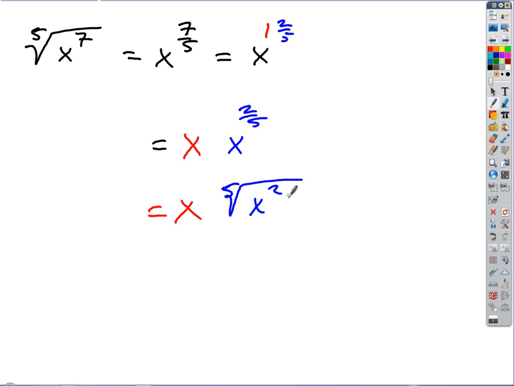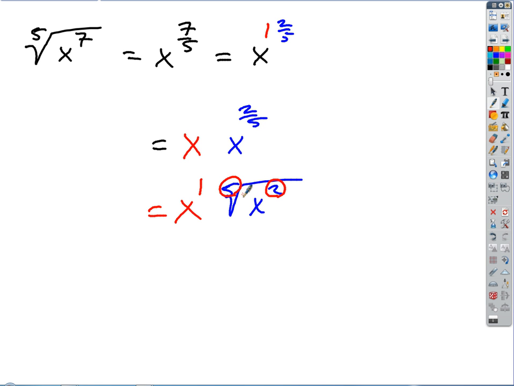Okay, so here's how you can do this in one step. All you have to do is ask yourself, you don't even have to write it, you can just do this in your head, I promise you. You can see that this is x to the 7/5, as a mixed number that's 1 2/5. And so your answer is x to the 1 2/5. Is that not cool?